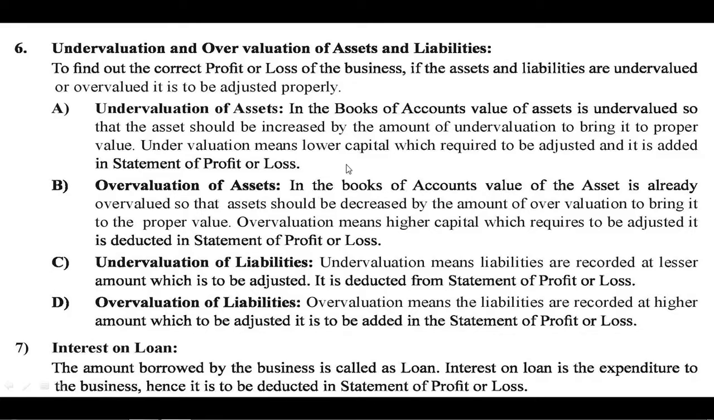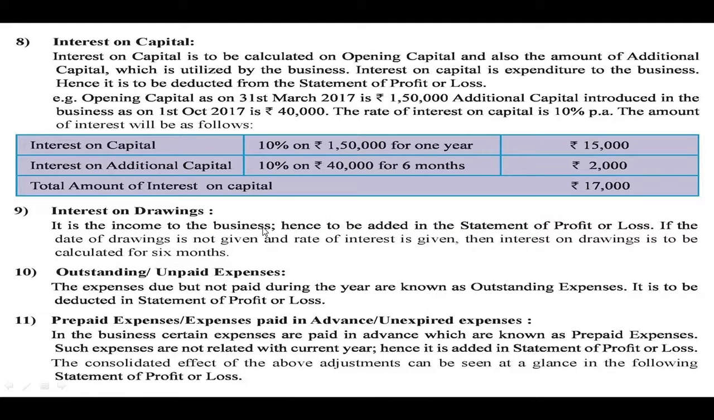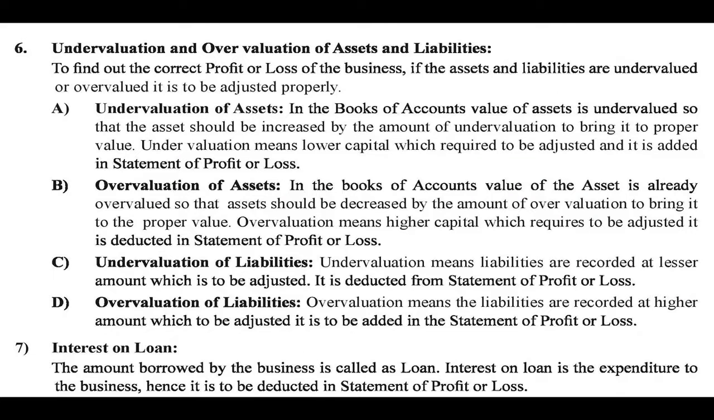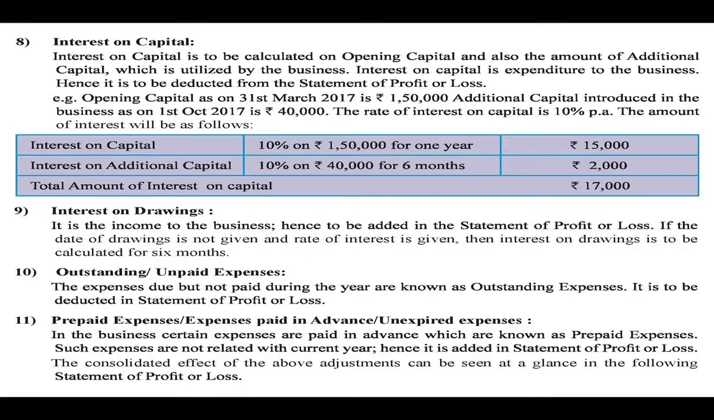Next point is interest on capital. Interest on capital is an expenditure for the business. Now, it is calculated on the opening capital, as well as on the additional capital if it is brought during the year. According to the number of months, we have to calculate the interest on the additional capital. Here the example is given.